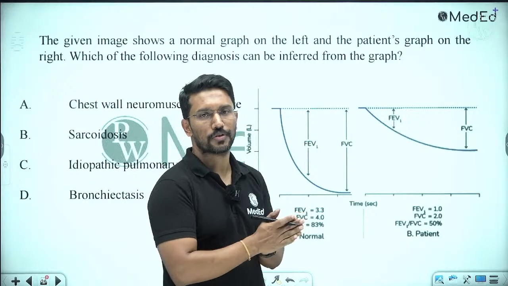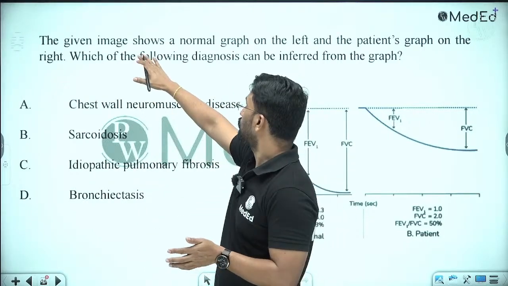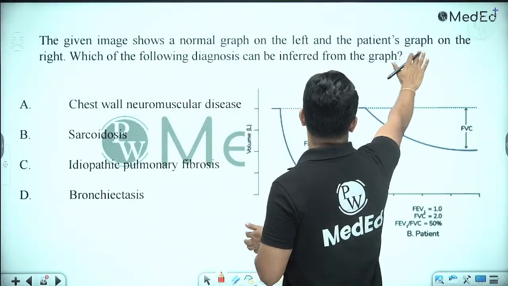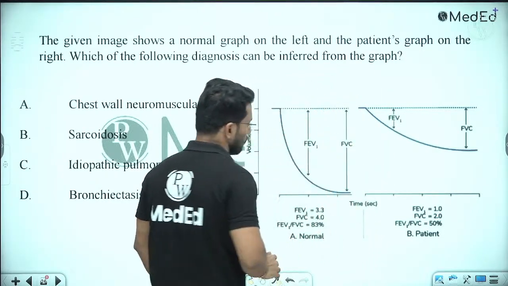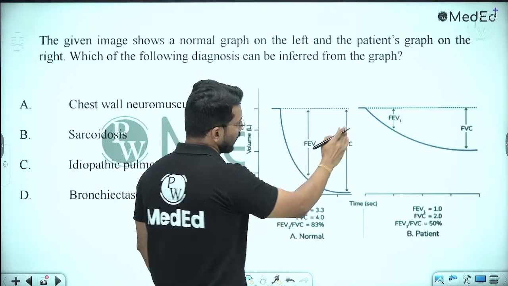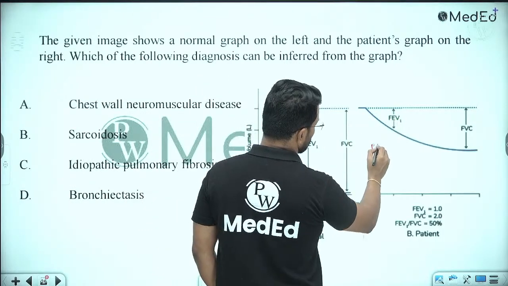So here is our next question. The given image shows a normal graph on the left and the patient's graph on the right. Which of the following diagnosis can be inferred? Okay. So when you look at this graph, right, this is normal. Look at this and patient's FEV1. Do you agree that patient's FEV1 is decreased?